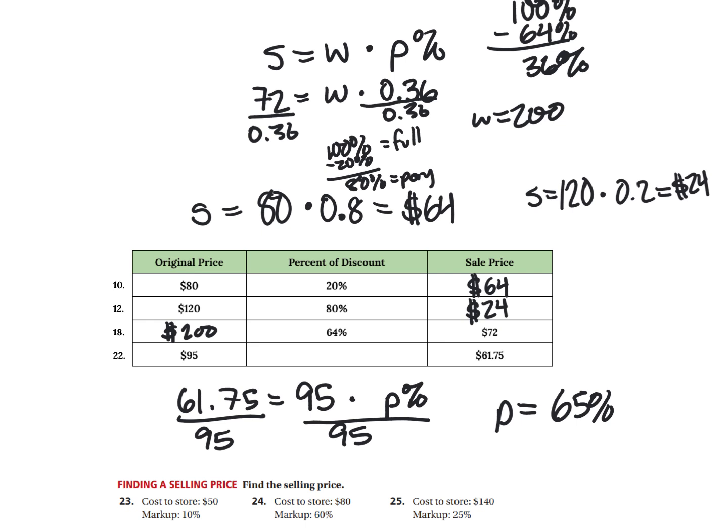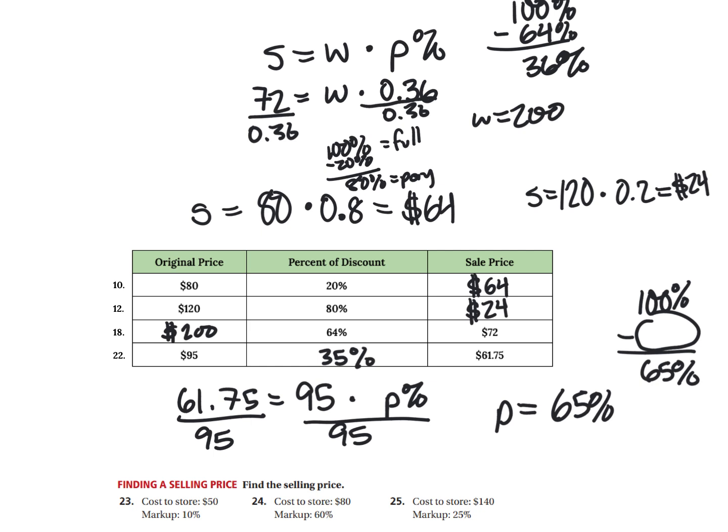Now, remember, this is the percent that I'm paying. This is not my discount, right? So we have to think, what I know right now is what I ended up paying. What did I take off is what I'm trying to figure out. Well, 65 plus what gets me to 100, that would be 35%.